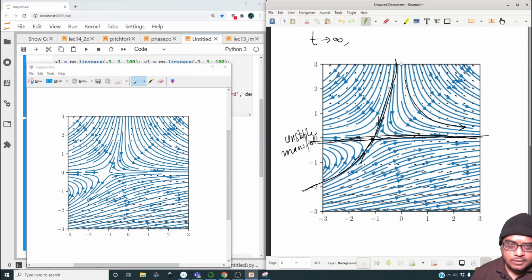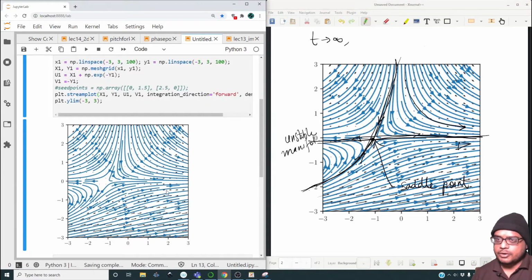while this is the stable manifold. As time goes to infinity, we see that they are indeed going towards the unstable manifold. So this point appears to be a nonlinear version of the saddle point. Okay, it appears to be the nonlinear version of a saddle point.